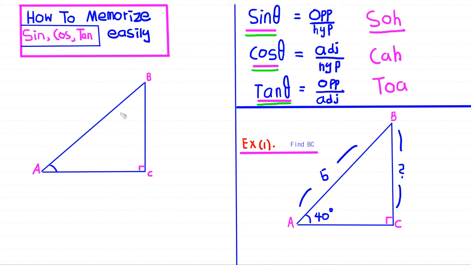Before we apply this second tip, we need to know that we are making this A into the center angle. We need to make A the center angle, and then we start. So if you use sine, cosine, and tangent right over here, I said that we are using the first letters.